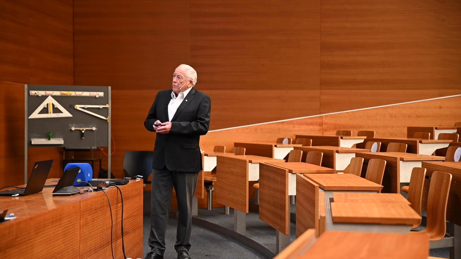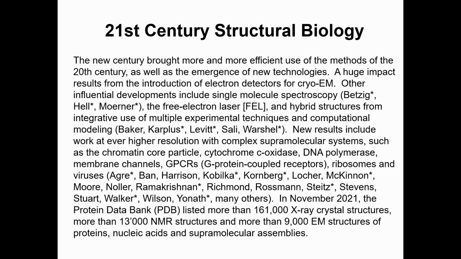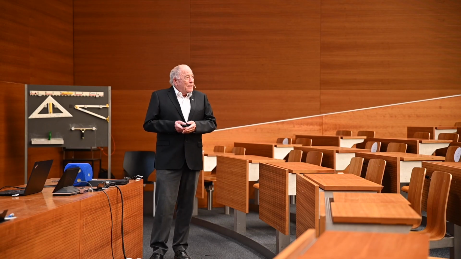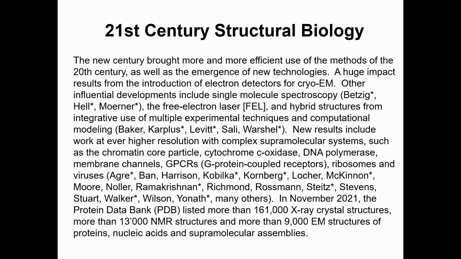The total number of structures solved, as of November 2021 in the Protein Data Bank, is more than 160,000 crystal structures. So you see, after the end of the 1990s, things really exploded. There were more than 13,000 NMR structures and already more than 9,000 electron microscopy structures of proteins, nucleic acids, and supramolecular assemblies.